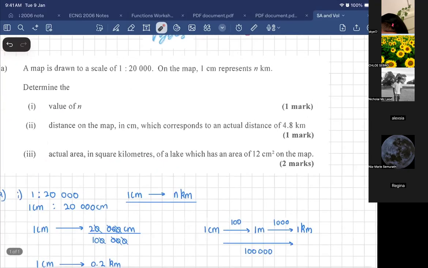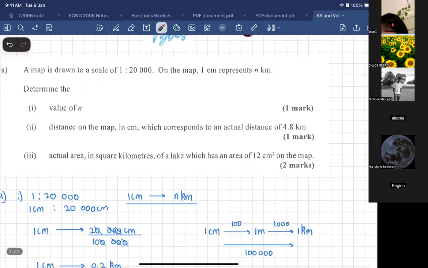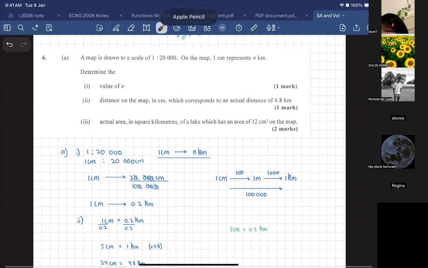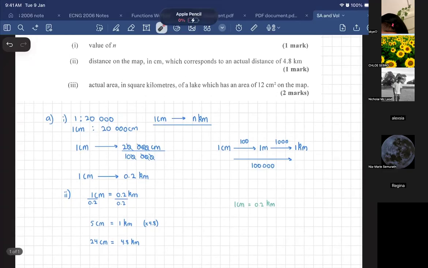I want to figure out what distance on the map corresponds to what distance in real life, according to part 2. I want to figure out.